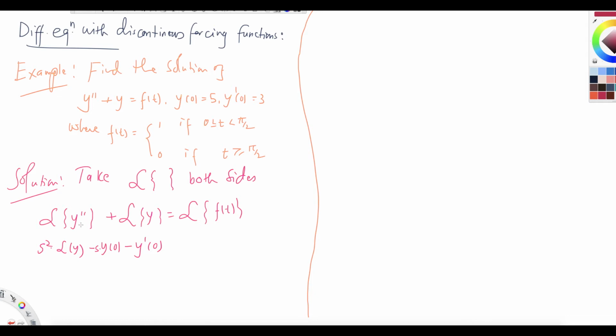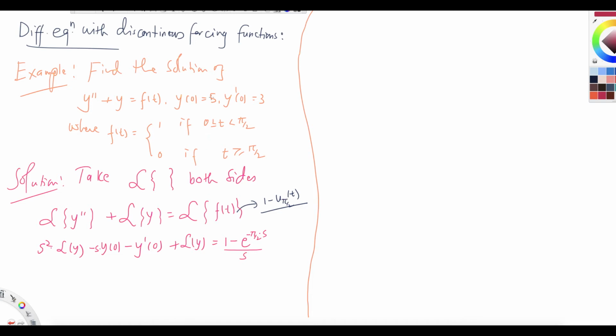That is the Laplace transform of the first term plus the Laplace transform of y equals, what was the Laplace transform of f(t)? Do you remember how we did that? We wrote that inside function as 1 minus u of pi half t, and then we found the Laplace transform of this. We got (1 minus e to the negative pi half s) over s. That's the right hand side, right?